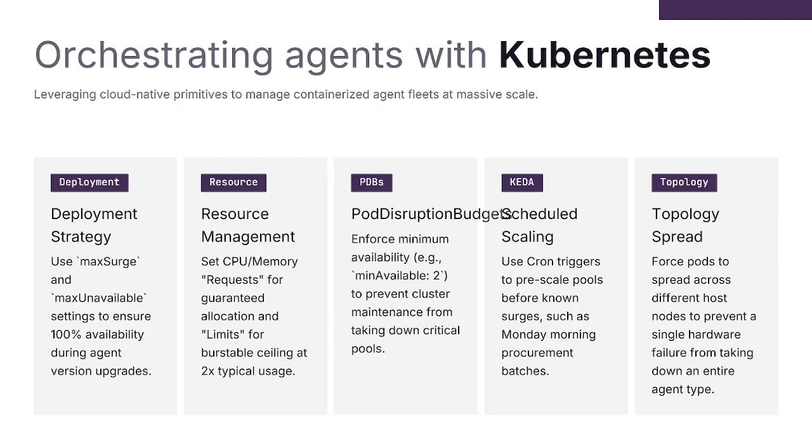Orchestration with Kubernetes. Of course, when you talk of microservices and distributed systems, the best platform to deploy that is Kubernetes, because it is built natively for microservice applications. So treat a multi-agent system as microservices and deploy it as a microservice architecture. The platform that is best for multi-agent systems is Kubernetes. You can't debate that. It leverages cloud native primitives to manage containerized agent fleets at massive scale.